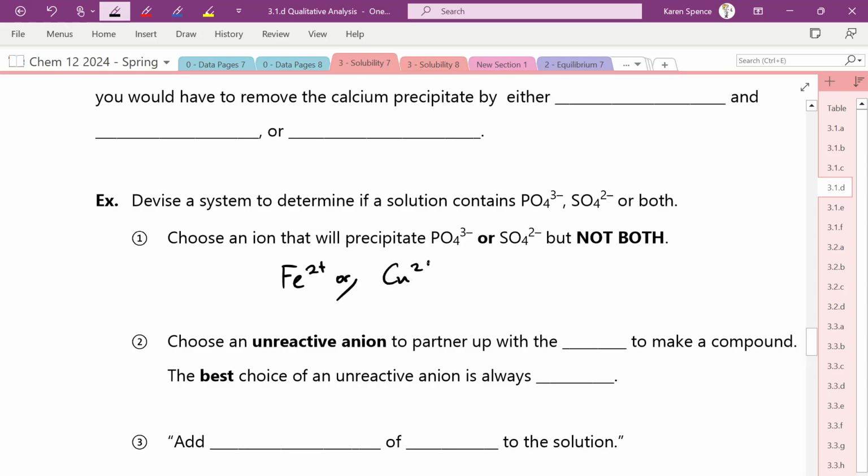Not valid, because it will also put the possibly count down. This is a no. So, last time we needed to pair up our anion with a cation. This time we need to pair up our cation with an anion. Who would be a good unreactive partner?